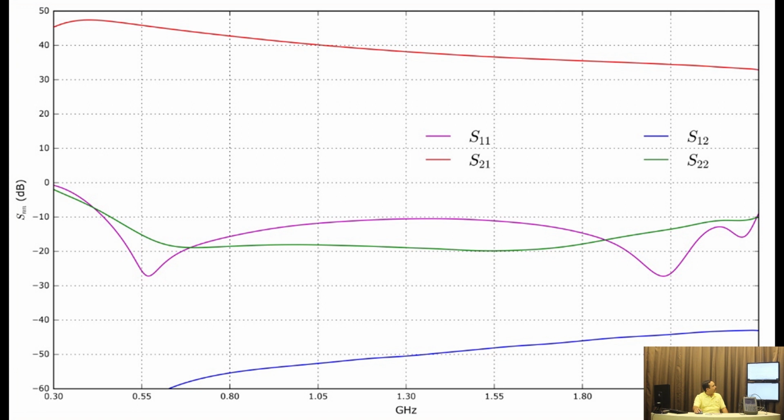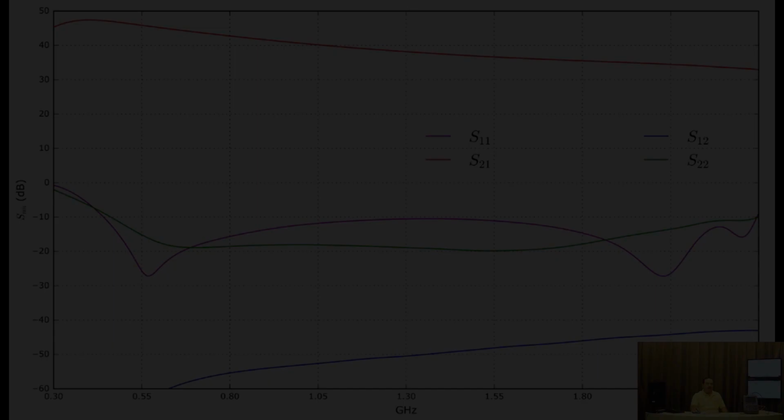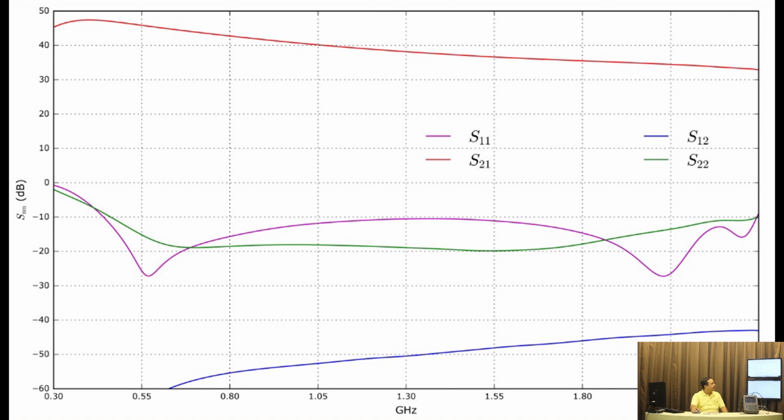What you could see is the resultant S parameters in this image. S11 is fairly well matched. It is below minus 10 dB all the way from 550 megahertz to 1.92 gigahertz. S22 is less than minus 15 dB all the way from 0.55 gigahertz to 1.8, 1.85 gigahertz. The isolation is less than minus 50 dB in most of the band, which is also good.